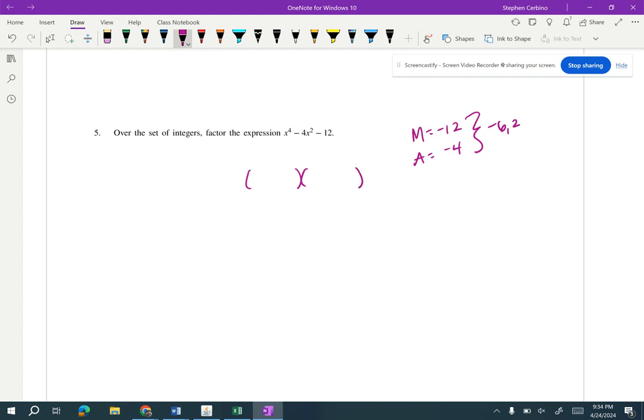So when I factor this, I have to not just put x's in there automatically, I have to think what multiplies by itself to make x to the 4th. X squared times x squared would be x to the 4th. So I'm going to put x squared in that first spot. And I'm going to put minus 6 and positive 2. And I'm done. There's nothing left to do there. There's no more factoring left.